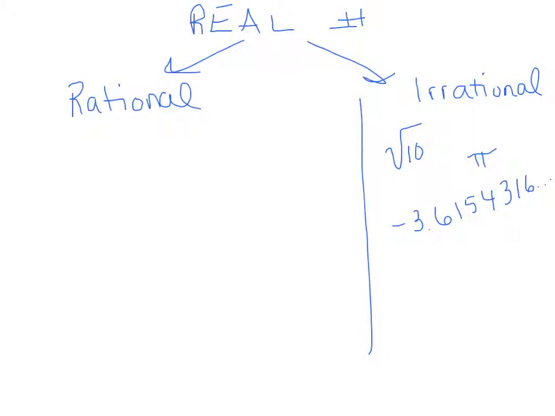Rational numbers are always numbers that can be written in the form of a fraction, a over b. So for example, 1/4 would be a rational number. Negative 0.3 repeated, which really is equal to 1/3. Negative 1/3 could be a rational number.